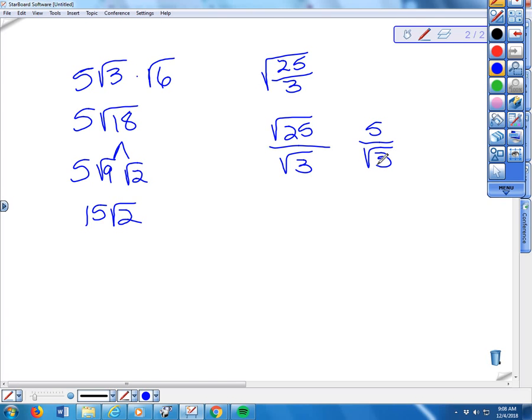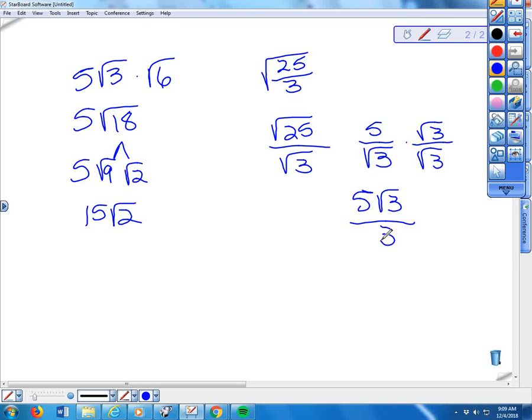Okay, so the way you bring it up is called rationalizing the denominator, and you just multiply top and bottom by the same radical. So this is 5 square roots of 3 over 3. Square root of 3 times itself is just 3. Any radical times itself is just the radicand. Okay? All right, next one.